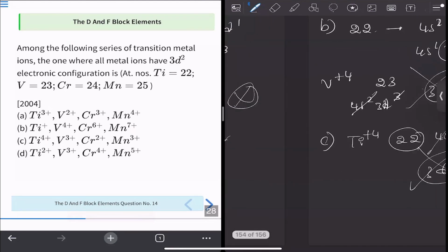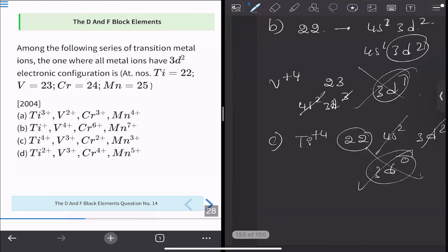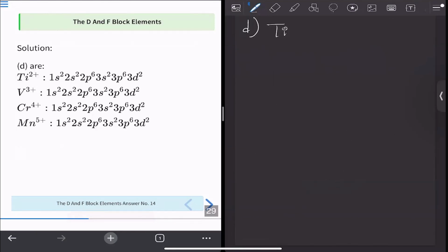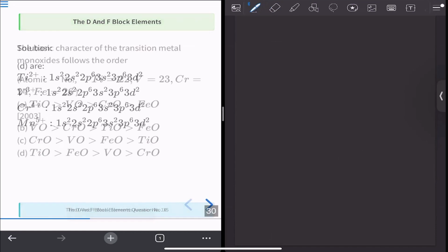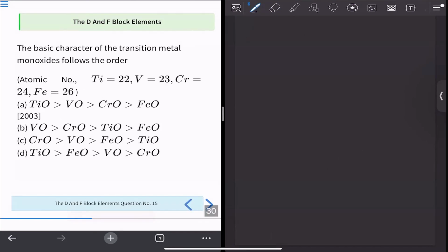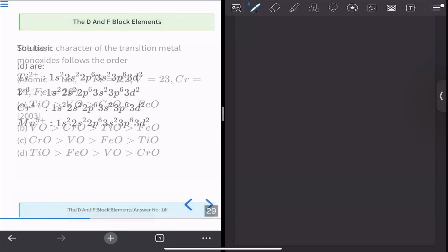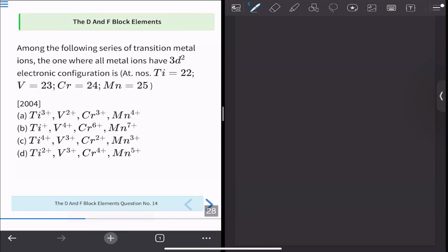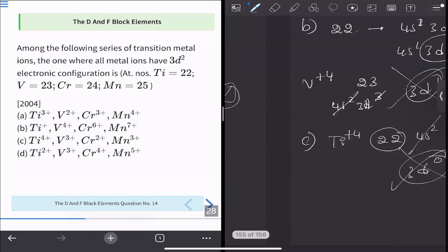Simple. So titanium plus 2 will be having 3d2 configuration, then vanadium plus 3 will be having 3d2 configuration, then chromium plus 4 will be having 3d2 configuration, and then manganese plus 4 will be having 3d2 configuration. So this is the answer. Option D is the correct answer. So just write the electronic configuration, then take the plus 1, plus 2, plus 3, plus 4 steps and eliminate the answer. Okay. Simple. I have done it fast here, but I have already explained the concept.